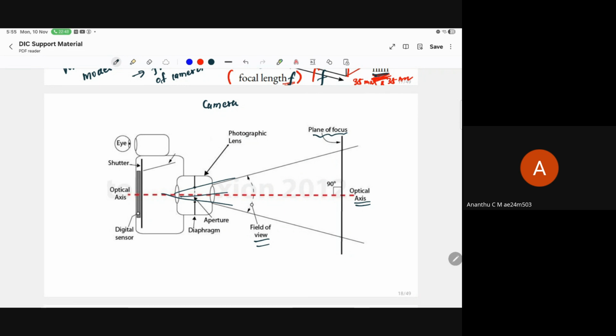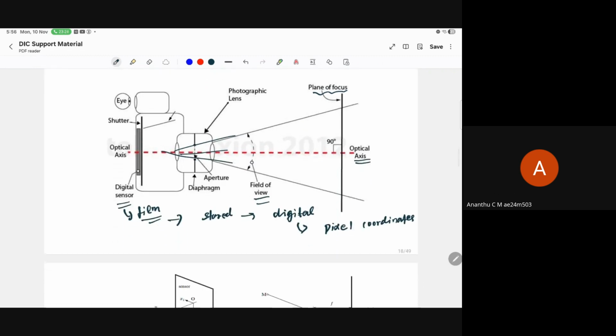Finally, the main thing we have to understand is the film. The film I was talking about is this film, at the back side of the camera. This is the film on which the image will form. All of these things are in physical dimensions. When the image is formed and stored, it is stored in digital form, in pixel coordinates.